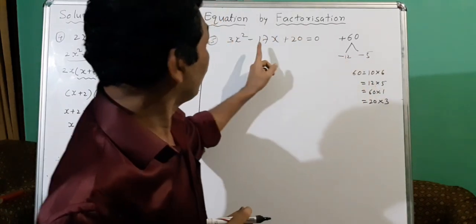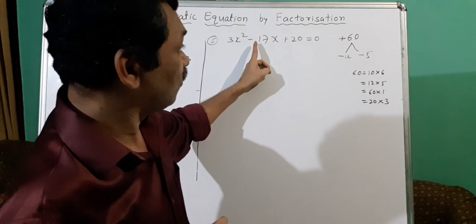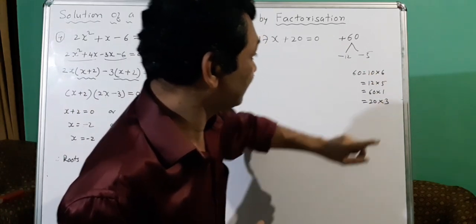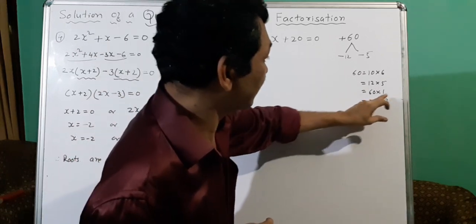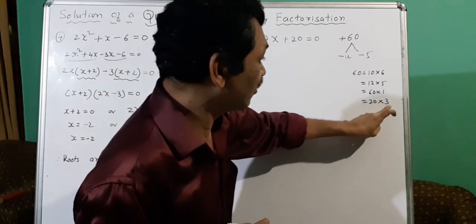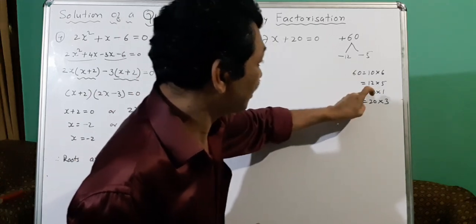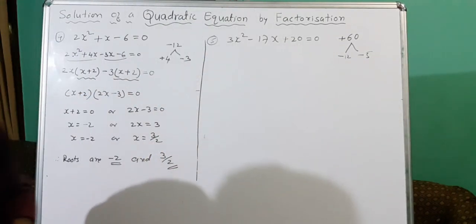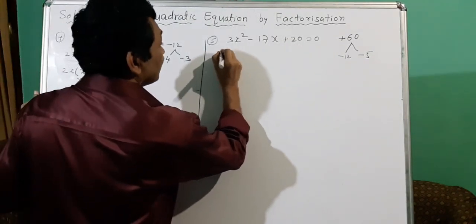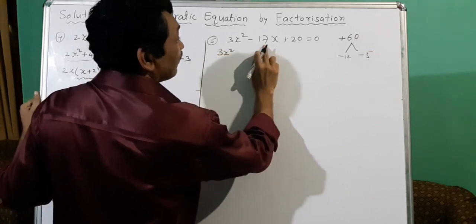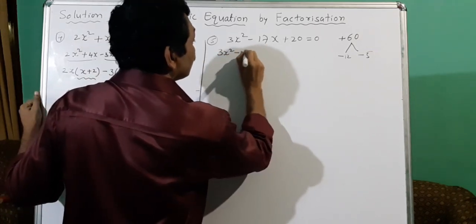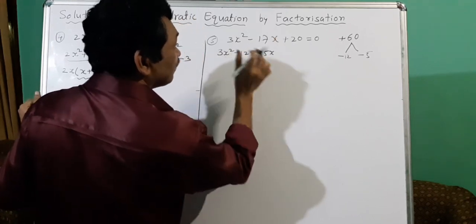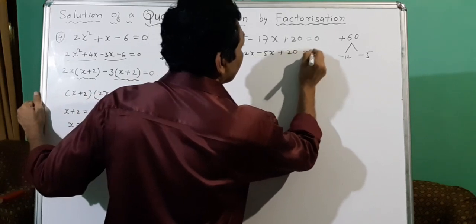Just take here, if suppose this was 16, minus 16, we could have taken 10 and 6. If suppose this was 61, we could have taken 60 and 1. If suppose this was 23, we could have taken 20 and 3. This is 17, so I am taking 12 and 5. Okay, so we'll go for this. So 3x square minus 17x can be written as minus 12x minus 5x. So minus 12 minus 5 is minus 17. I am just splitting this middle term. Plus 20 is equal to 0.